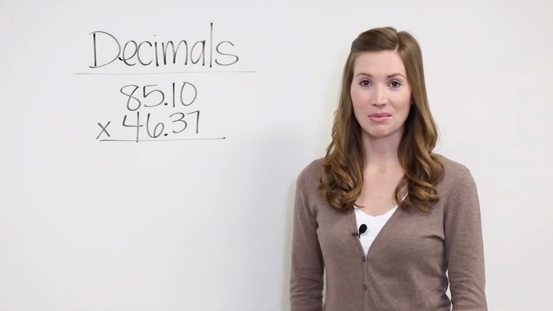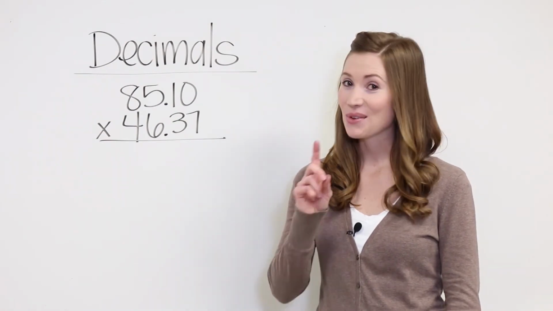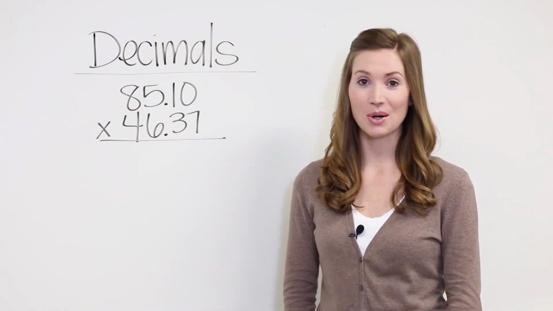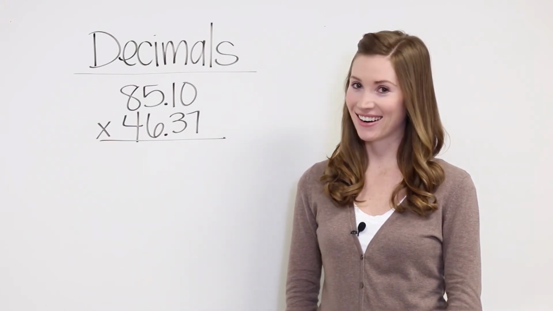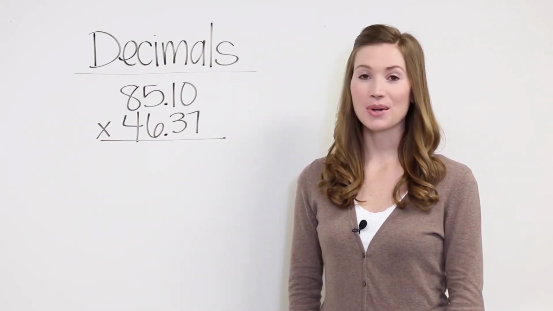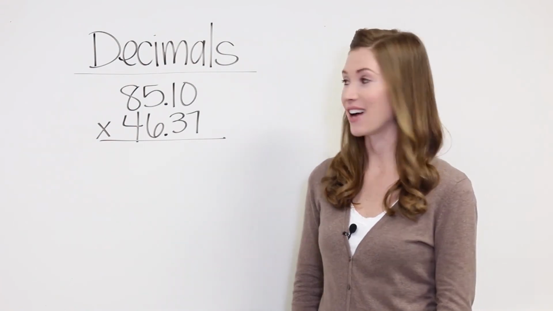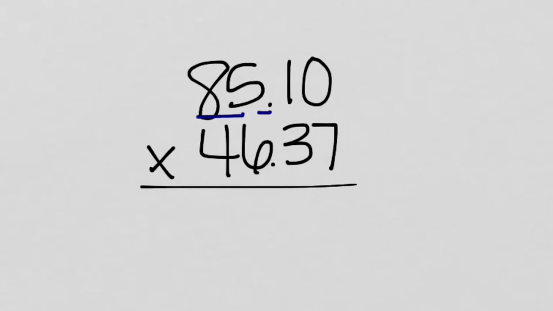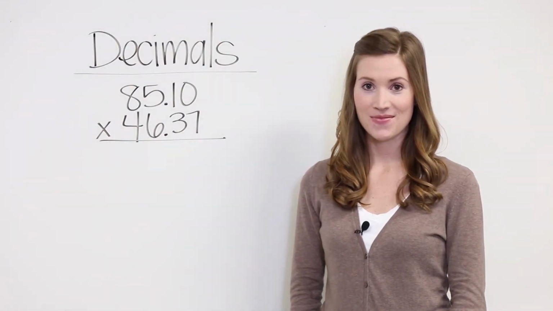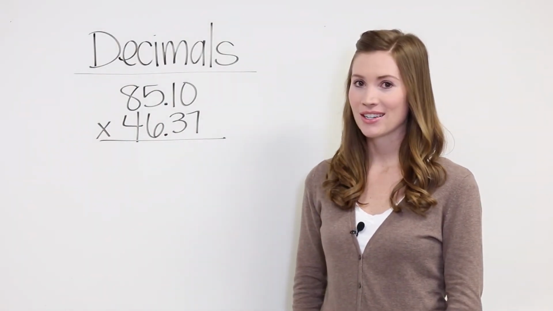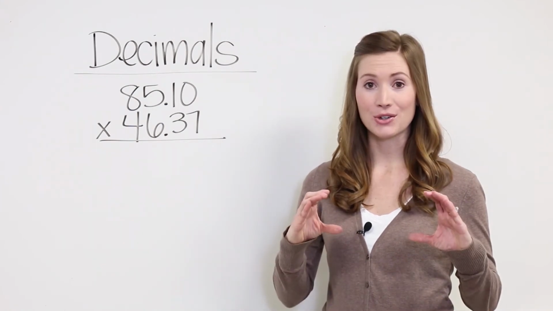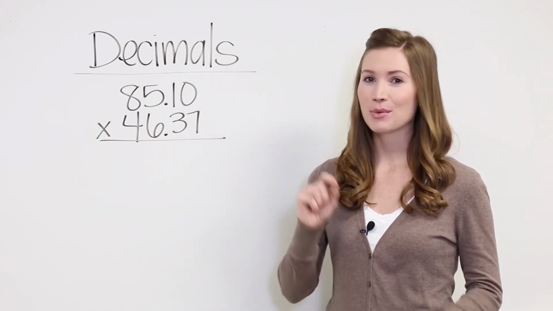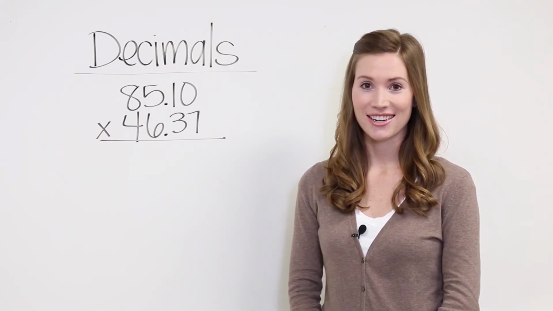You've made it to problem number 4. Congratulations. There's only one problem left, and then the bonus word problem with Roxy. Hang in there, we're almost done. Read the problem to yourself as I read it aloud. 85 and 10/100 times 46 and 37 hundredths. Great job. Go ahead and try this problem on your own. When you see the word pause appear on your screen, click pause and then resume the video when you've got your answer. Good luck.